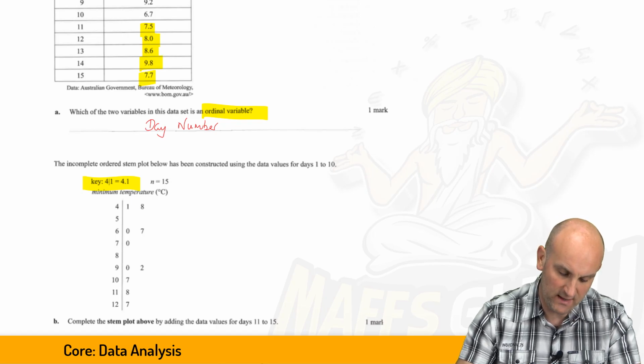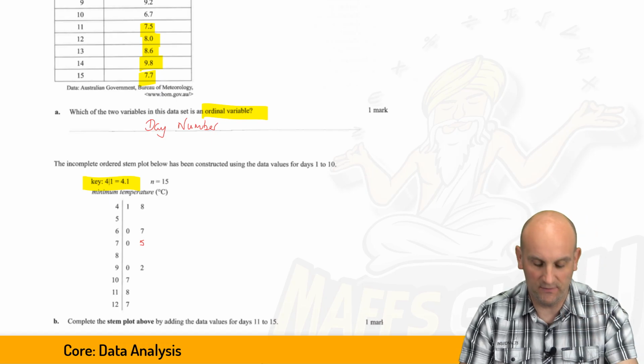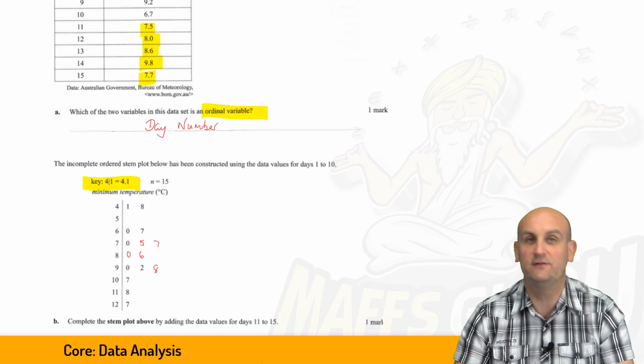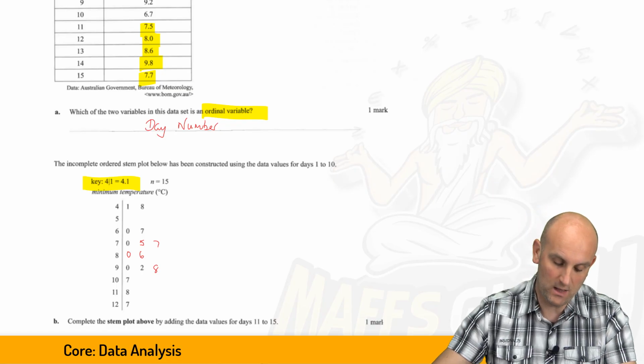So 7.5 is going to go here with a 5. 8.0, that's the one that I think is going to trick people, because that's an 8 with a 0 there. 8.6 would put me a 6 there, 9.8 would give me an 8 there, and 7.7 would put me a 7 there. 1, 2, 3, 4, 5, 6, 7, 8, 9, 10, 11, 12, 13, 14, 15 data items. And there we go. That's the mark.